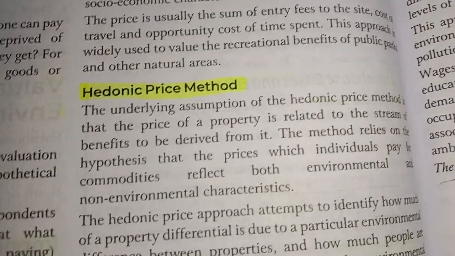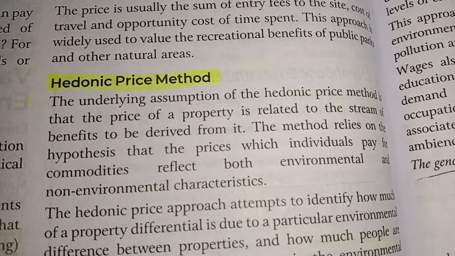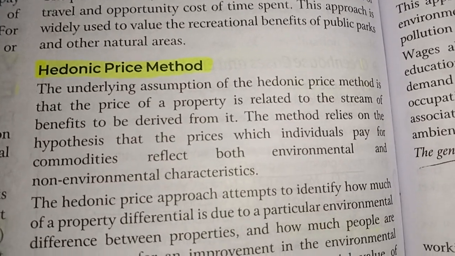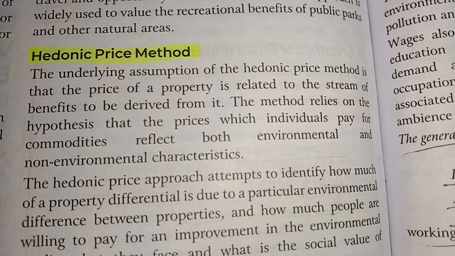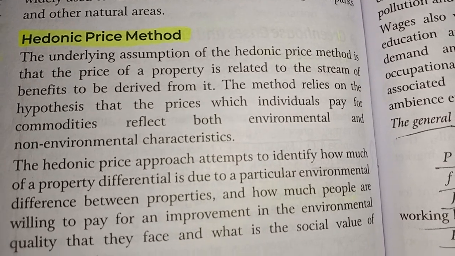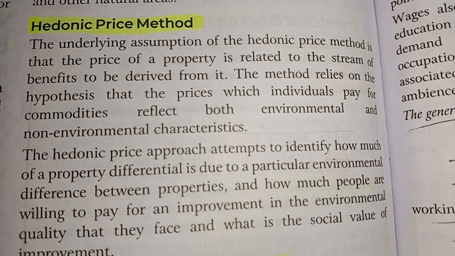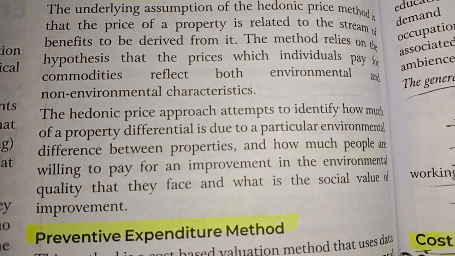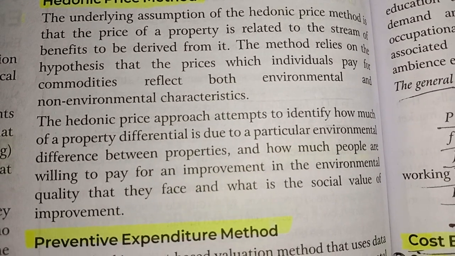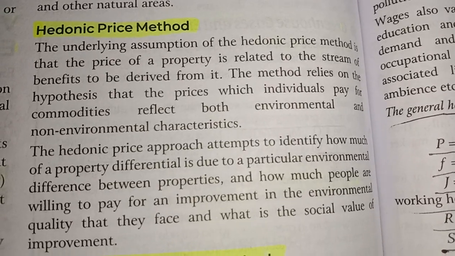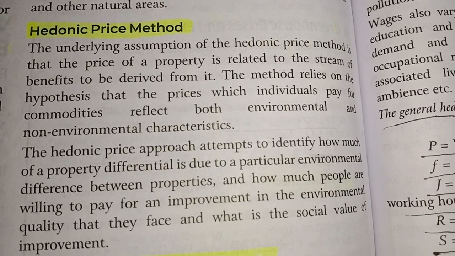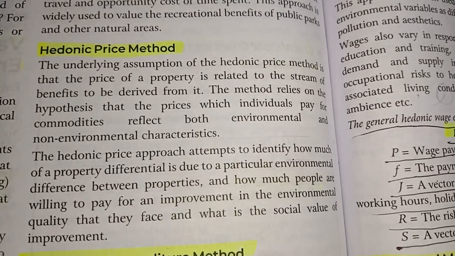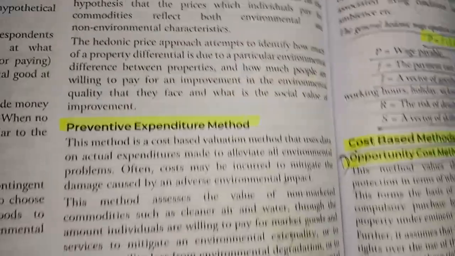Hedonic price method. The underlying assumption of the hedonic price method is that the price of a property is related to the stream of benefits to be derived from it. The method relies on the hypothesis that the prices which individuals pay for commodities reflect both environmental and non-environmental characteristics. The hedonic price approach attempts to identify how much of a property differential is due to particular environmental differences between properties, how much people are willing to pay for an improvement in the environmental quality that they face, and what is the social value of the improvement.